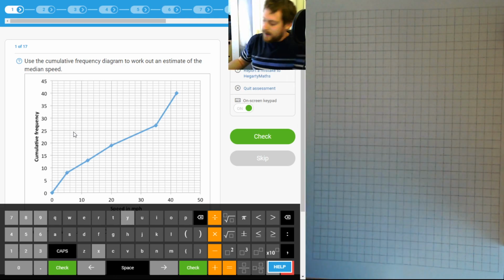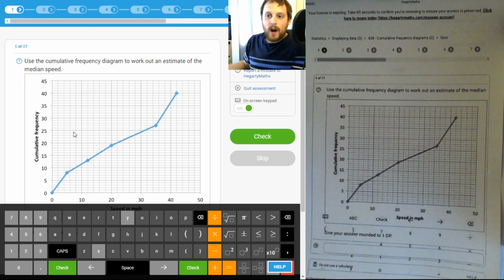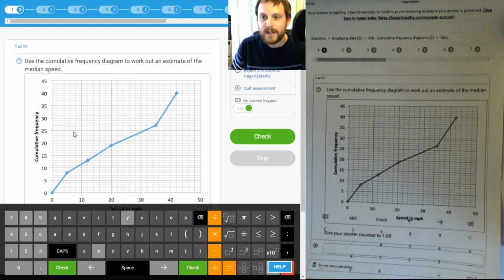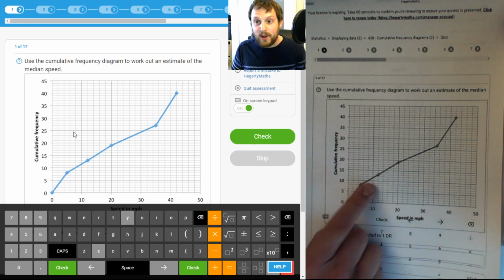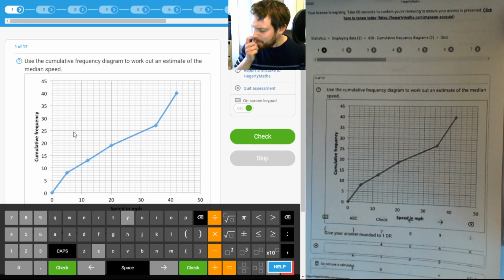Right, okay. So there you go. If you are lucky enough to have a printer at home, you can just print these out and then there's no awkward copying, right? So here we go. We really have the question in front of us. So here's the cumulative frequency diagram.